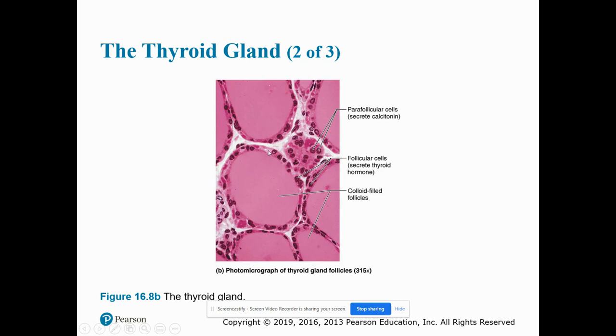Okay, these are follicular cells, and these cells are going to secrete thyroid hormone. And then in the middle here, we have this colloid-filled follicle. And then kind of between these follicles, we have these parafollicular cells. And these parafollicular cells are going to secrete calcitonin. And we're going to talk about both thyroid hormone and calcitonin.